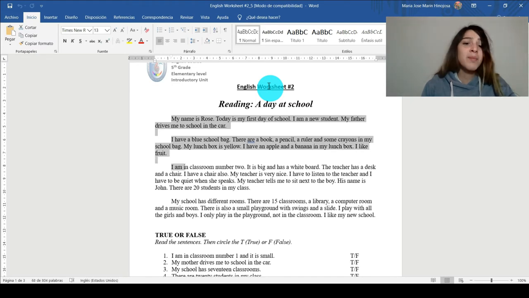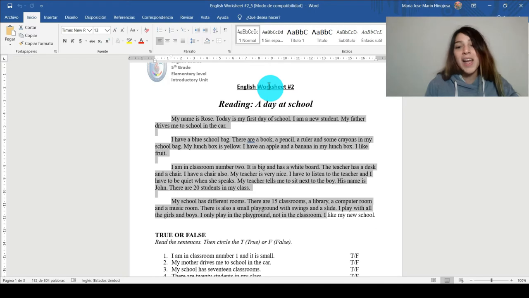I like fruit. I am in classroom number 2. It is big and has a whiteboard. The teacher has a desk and a chair. I have a chair also. My teacher is very nice. I have to listen to the teacher and I have to be quiet when she speaks. My teacher tells me to sit next to the boy. His name is John. There are 20 students in my class. My school has different rooms. There are 15 classrooms, a library, a computer room, and a music room. There is also a small playground with swings and slide. I play with all the girls and boys. I only play in the playground, not in the classroom. I like my new school.